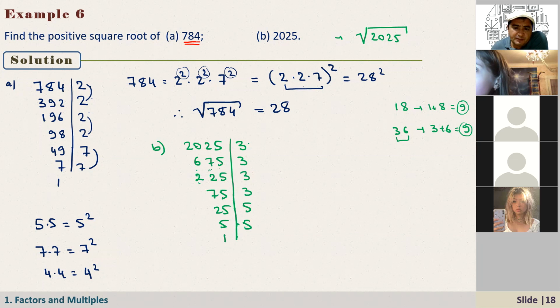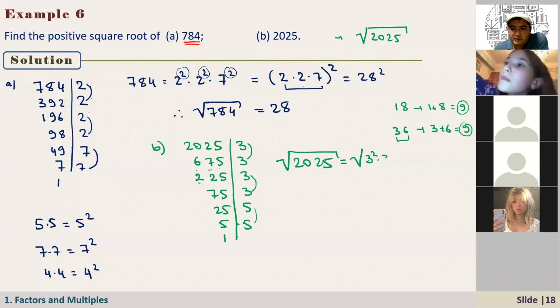Now, if you just group these numbers, here we have 3 times 3, and 3 times 3, and here we have 5 times 5, right? So this 2025, I can write it as square root of 2025, right? That is equal to square root of these two 3's. I can write it as 3 squared, and these other 3's, I can write it as 3 squared. And here we have 5 times 5, that is 5 squared, right?